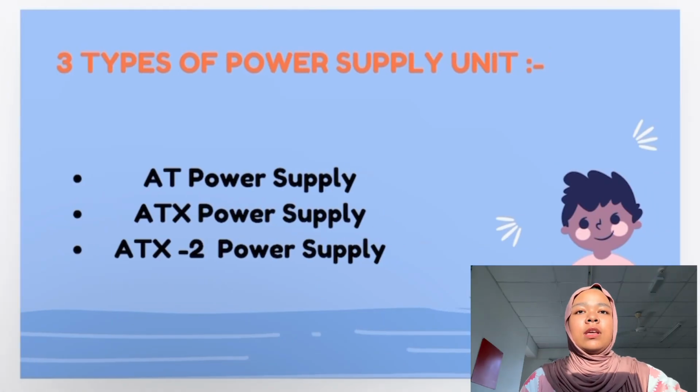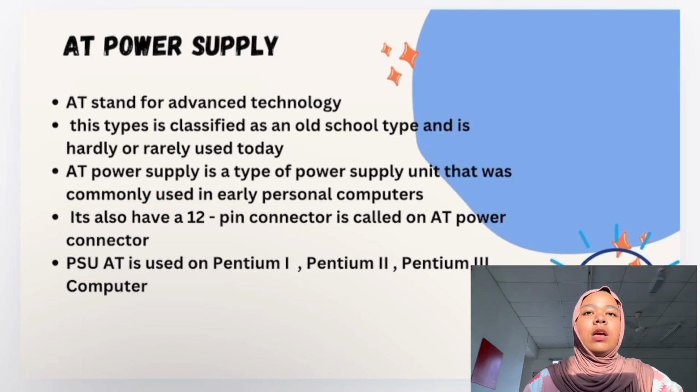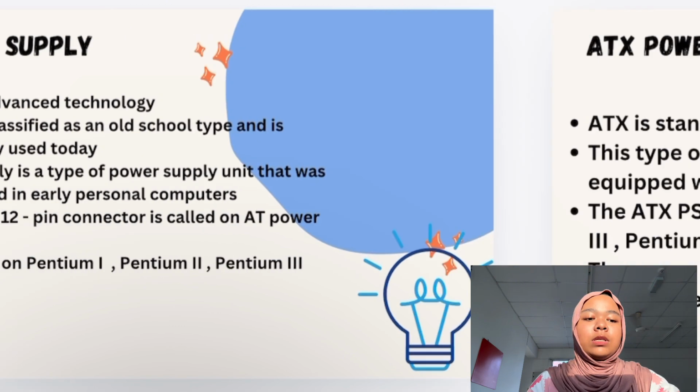So here we have 3 types of power supply units. First, AT power supply. Second, ATX power supply. Third, BTX power supply. AT stands for Advanced Technology. This type is classified as an old school type and is hardly or rarely used today. AT power supply is a type of power supply unit that was commonly used in early personal computers. It also has a 12-pin connector. PSU AT is used on Pentium 1, Pentium 2, Pentium 3 computers.